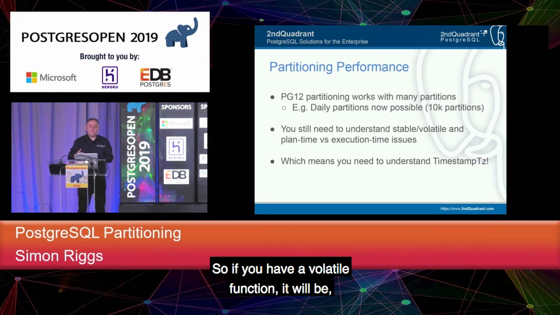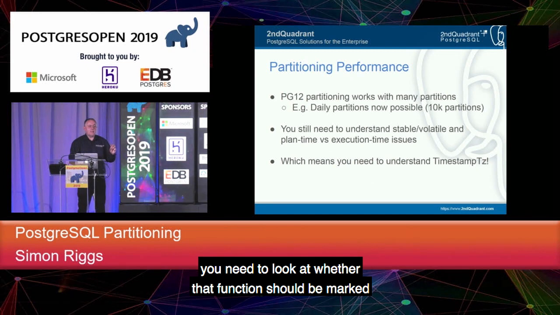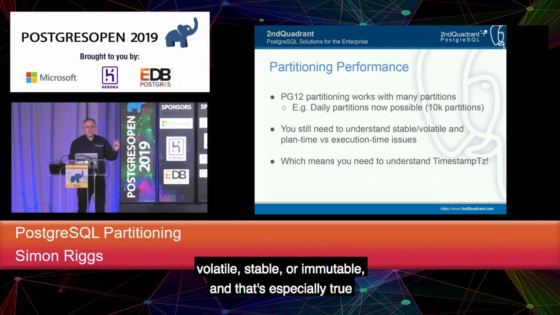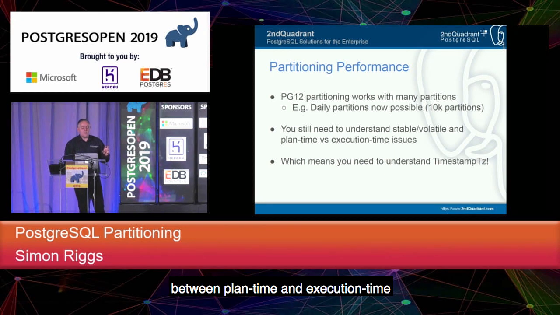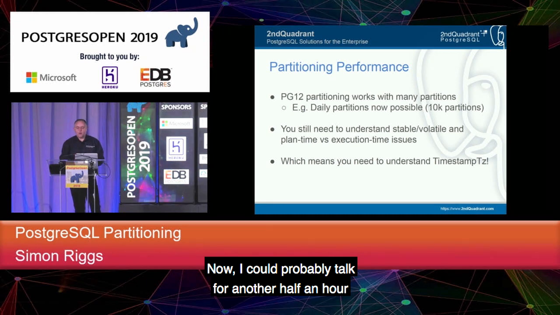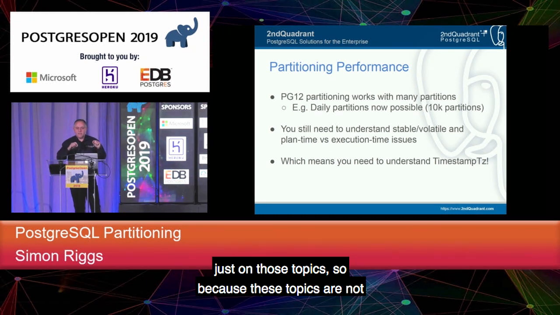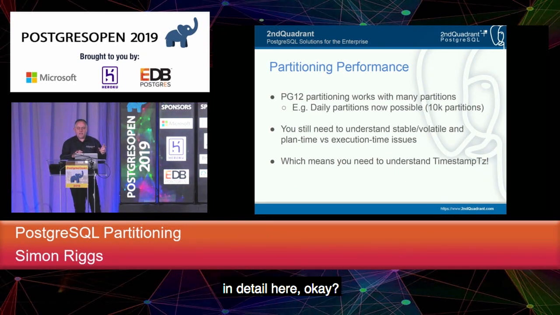If you have a volatile function, it can cause performance problems. So if you're creating your own functions, you need to look at whether that function should be marked volatile, stable, or immutable. And that's especially true when you're using partitioning. You also need to understand the difference between plan time and execution time partition removal, okay? I could probably talk for another half an hour just on those topics. Because these topics are not specifically a function of partitioning, I'm not going to go into those in detail here, okay?